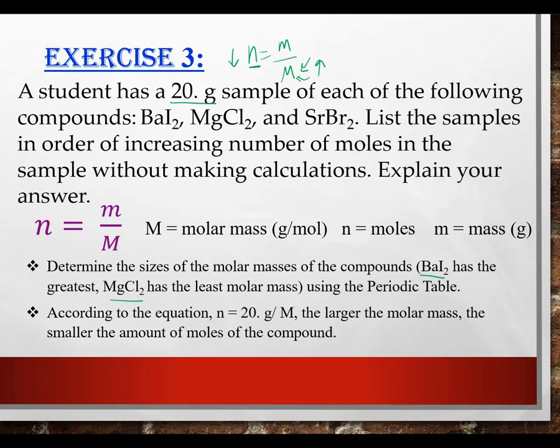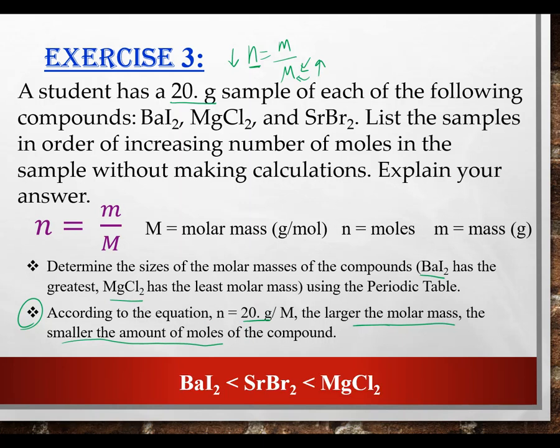So according to the equation, if we put 20 grams on top for each one, the larger the molar mass, the smaller the amount of moles in the substance. That is the key explanation here, establishing the relationship between the moles and the molar mass. The greater the molar mass, the fewer moles if the gram sample is the same for each compound. In this case it is, it's 20 grams.